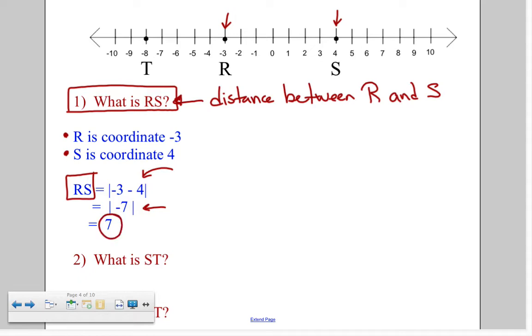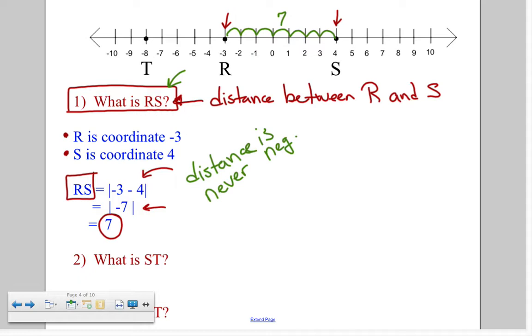Now you may be thinking, well, can I go and count on the number line and go 1, 2, 3, 4, 5, 6, 7? And the answer to that is yes, but there's some things that I want you to notice. First of all is the notation. Second of all, distance is never negative. It's always a positive value. So even though the numbers may be negative, your distance will always be positive. That's why we take the absolute value and find the difference.